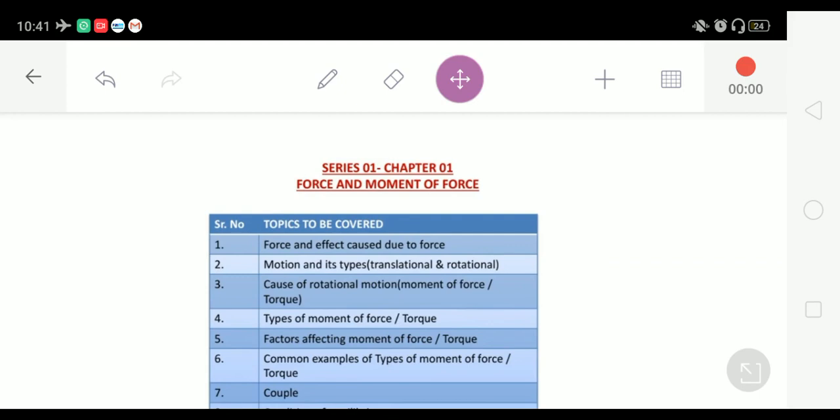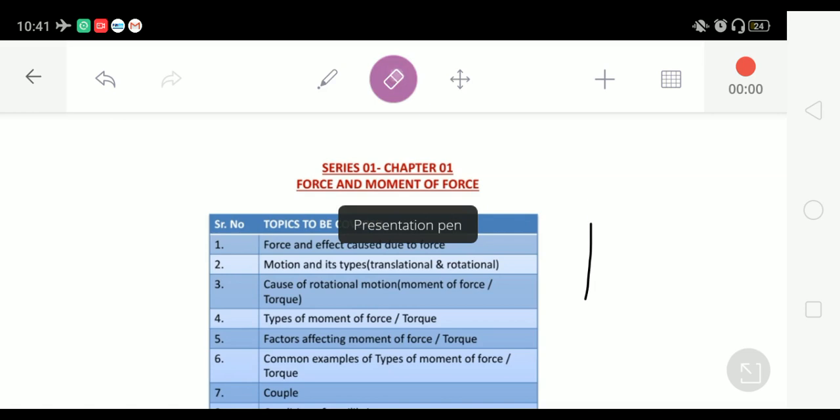This is Vaibhav sir, and today we are going to start with our first chapter, that is force and movement of force. In this particular chapter, we'll cover two series. The first series will cover the topics which are given below. Okay, let's see the topics which are given below.